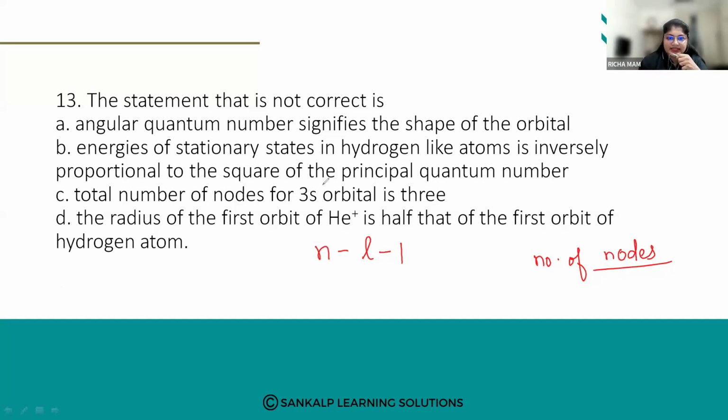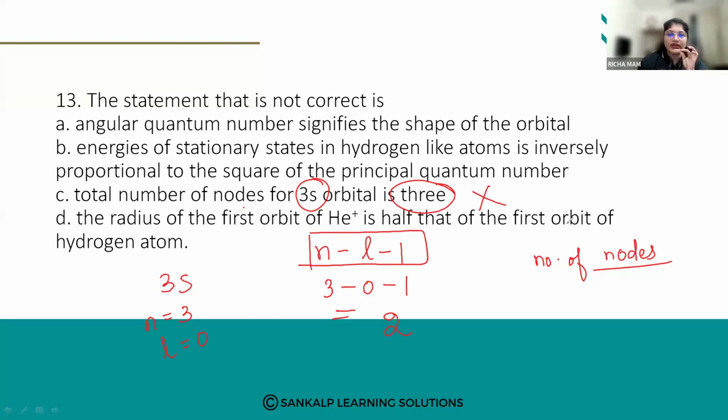Now we know how to find the value of n and the value of L. Here 3s is given. So what is n? n is 3. And L is 0, right? So if I put the value here, n is 3 minus 0 minus 1. So how many nodes are possible for the 3s orbital, students? It is 2. And what is given? The total number of nodes for the 3s orbital is 3. So this is a wrong statement. Understood? This question is clear. So please remember this.